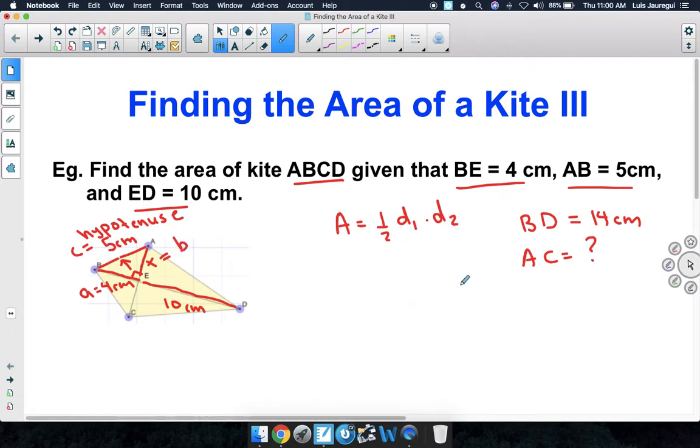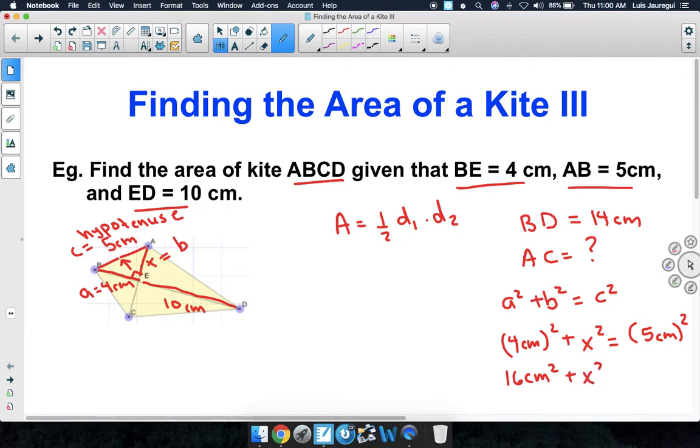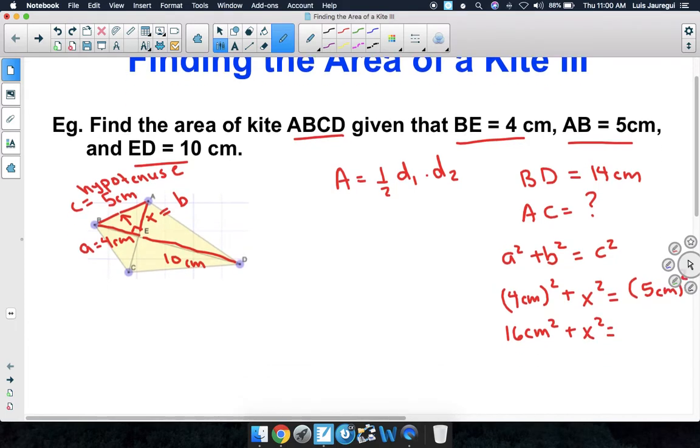Now, this is one of the legs, and the other leg is going to be x. Using the Pythagorean theorem, we have a squared plus b squared is equal to c squared. In this case, we have 4 centimeters quantity squared plus x squared is equal to 5 centimeters quantity squared. Now 4 squared is 16, centimeter squared is centimeter squared, plus x squared, and that should be equal to 5 squared, which is 25, and centimeter squared.